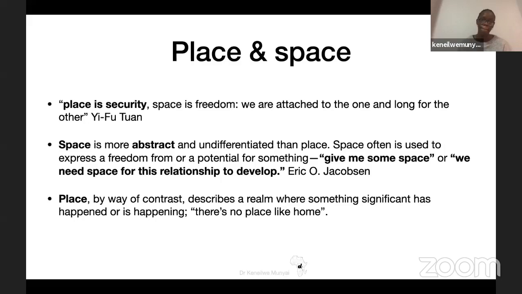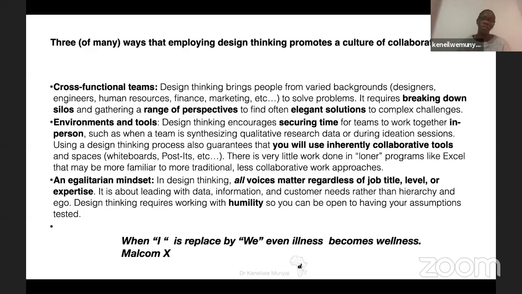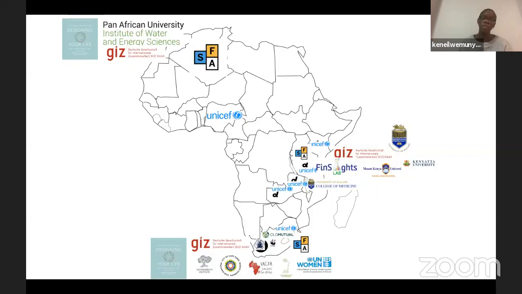Of course, the notion of cross-functional teams to break down silos and bring in a range of perspectives is quite important. And that's what the approach calls for. So instead of having a team of engineers solving an engineering problem, bring other disciplines as well, because they might bring a completely different perspective, which could help in terms of strengthening the solution that you're trying to develop.